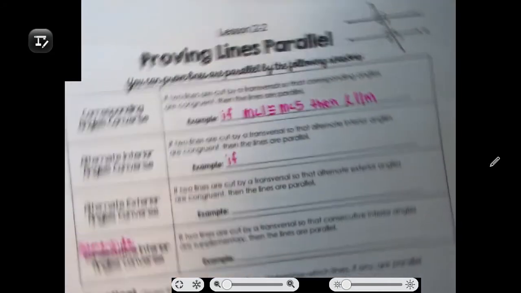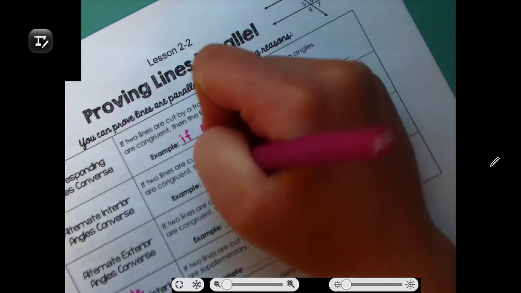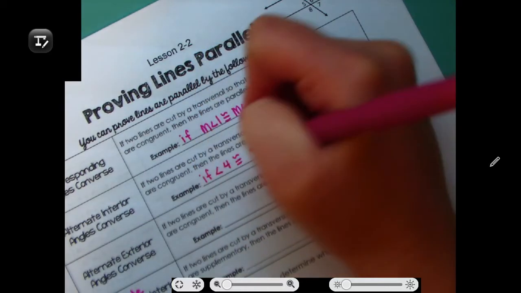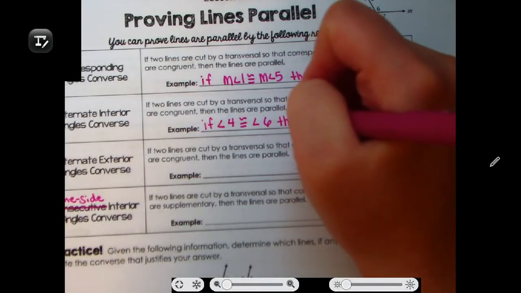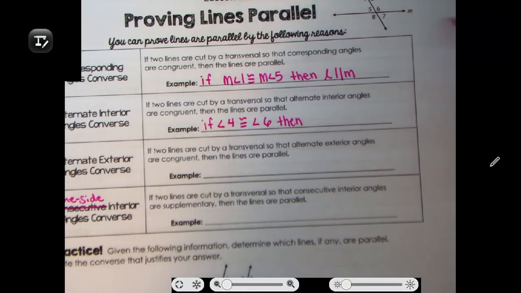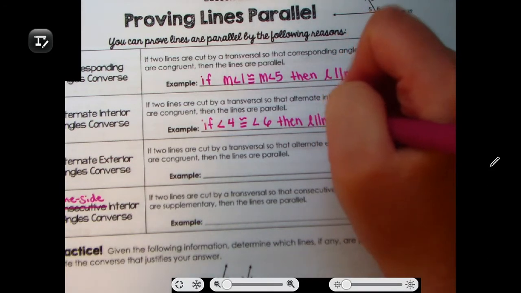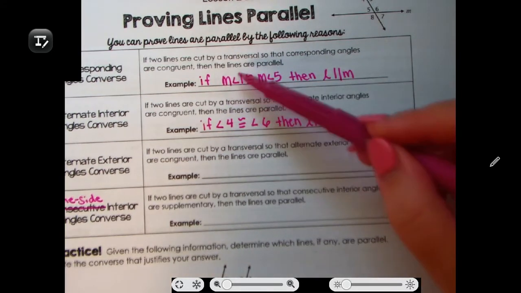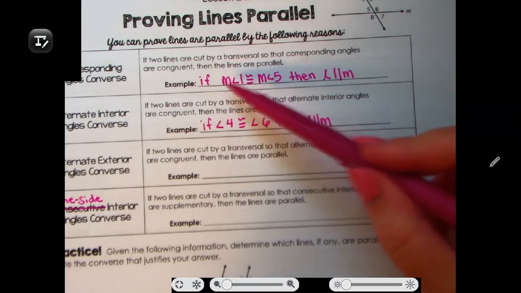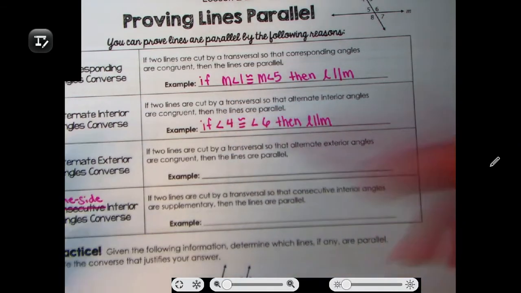So I'm going to say if angle 4 is congruent to angle 6, then if these are equal, that must mean that L and M are parallel. So I can prove it. I left off the M. You'll see it either way, so I just left it off. There's no difference here. We're saying the measure of angle 1, angle 4, it's the same thing.